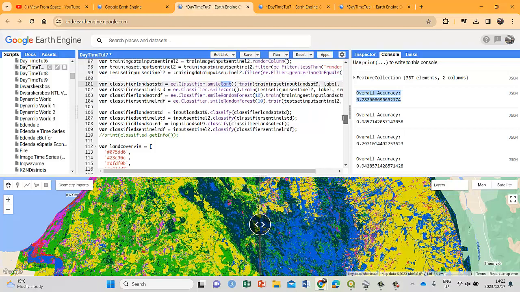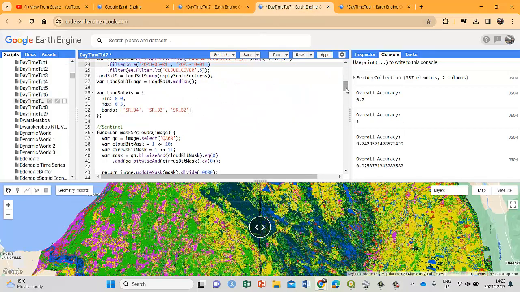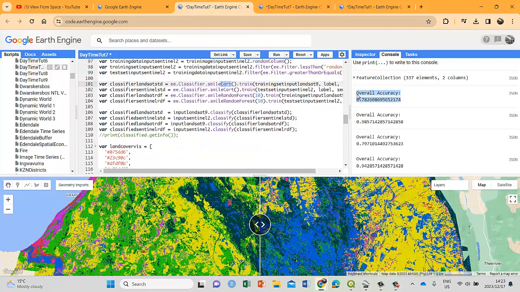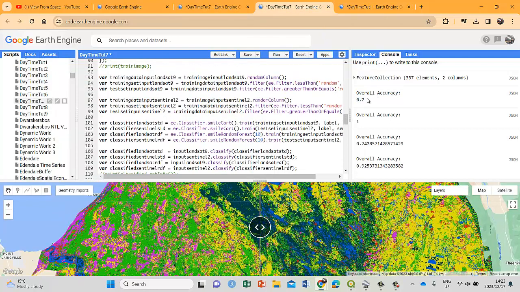Okay, let's just go back there. And then this is winter months. And let's go there. And it's 0.7, 78%, 0.7. Looks like summer months are more accurate than winter months.